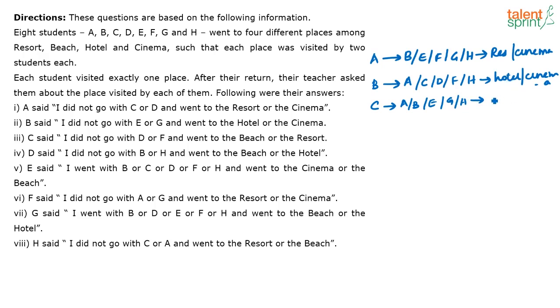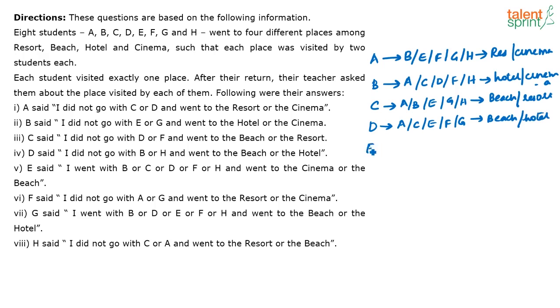C goes to either beach or resort. Then D says I did not go with B or H and went to beach or hotel. So I did not go with B or H means D can go with either A, C, E, F or G, and he is going either to beach or hotel.